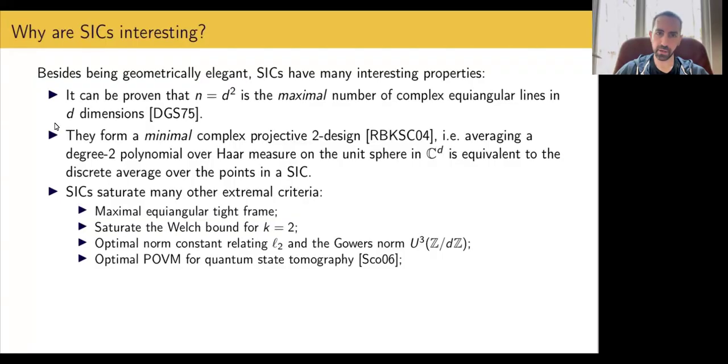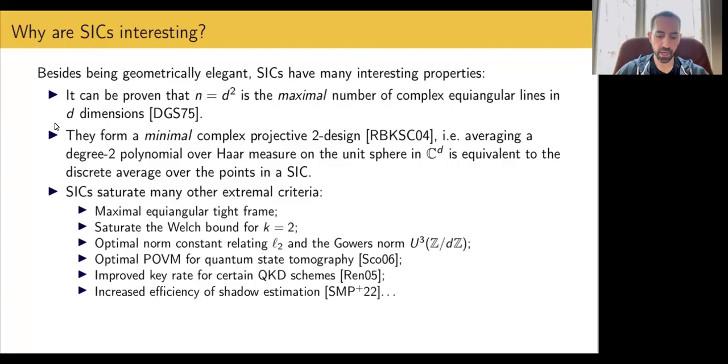They're optimal for some specific and natural loss function. They're optimal measurements for quantum state tomography. They offer an improved rate for certain quantum key distribution schemes. They offer increased efficiency for something called shadow estimation, which is a really cool technique for extracting information. It's similar to a classical method called adaptive data analysis, but for quantum systems.